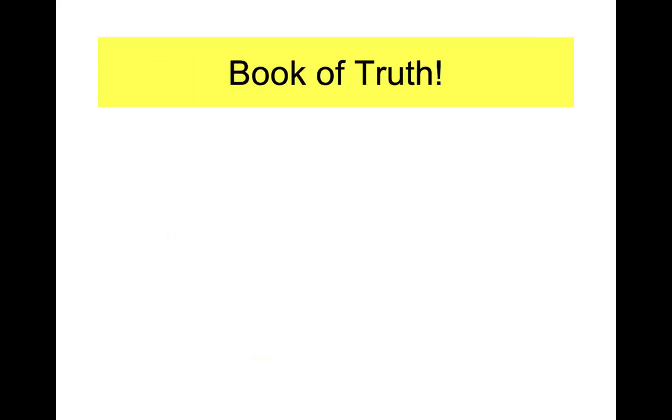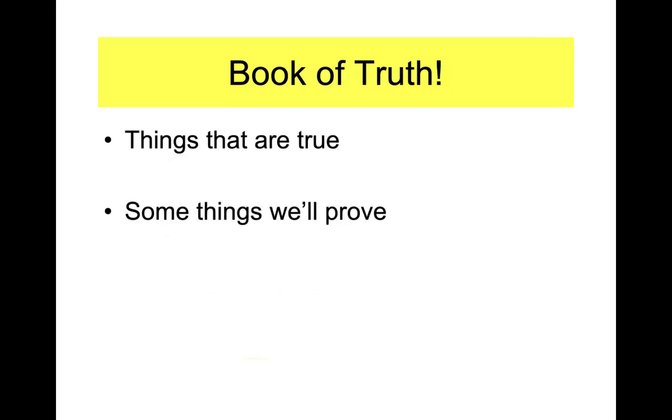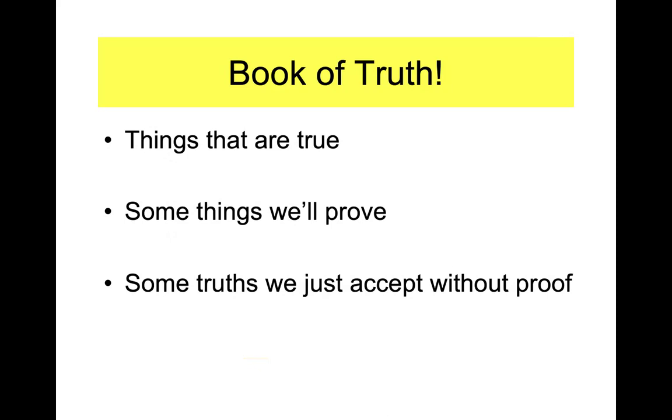There's no difference in geometry, the same thing in our book of truth. We only write things that are true. Some things we will prove. I will teach you how to prove things in chapter two and three. And then some you will accept without proof. And so, what are those things? For example, a definition is something we accept without proof.